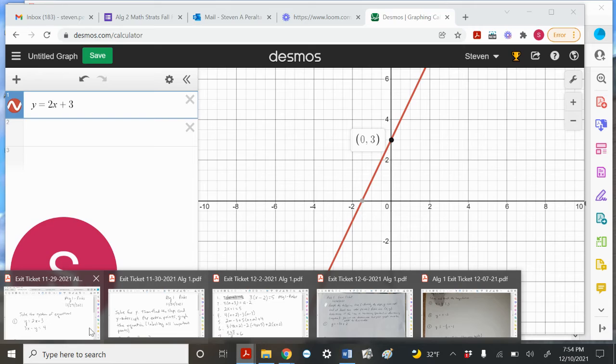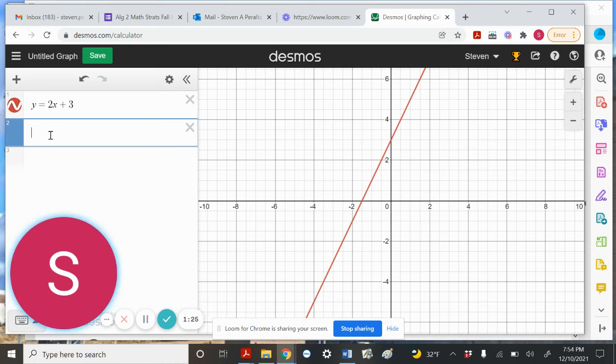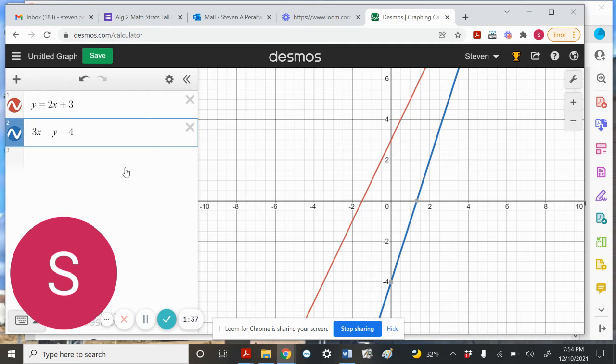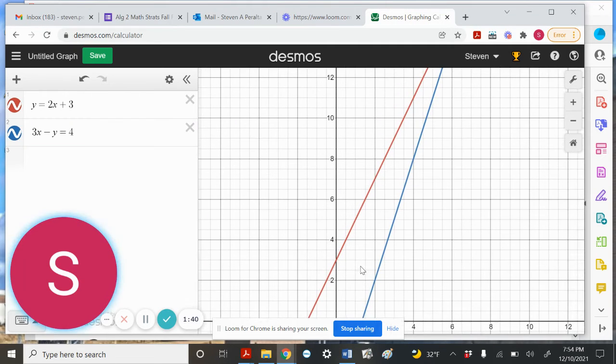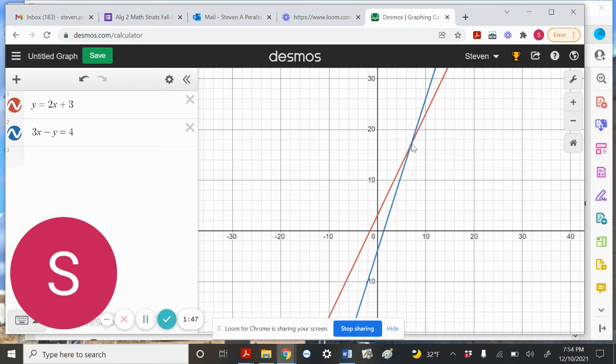Let's go back over and take a look at the other equation. 3x minus y equals 4. I'll go back and check it one more time just to make sure I'm good. 3x minus y equals 4. And we want to figure out where they cross. Notice that I can't really see it on there, so I'm going to zoom out just a little bit to figure out where they cross. You'll see that they cross if you click on that particular point at 7 and 17.